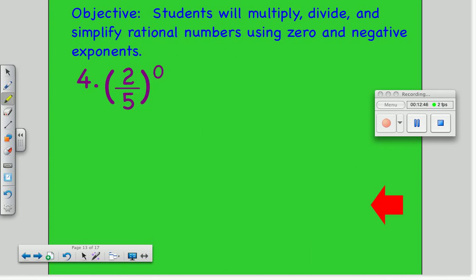Oh, easy one, always going to be 1. Any number raised to the power of 0 is always going to be 1. Doesn't matter what number it is.